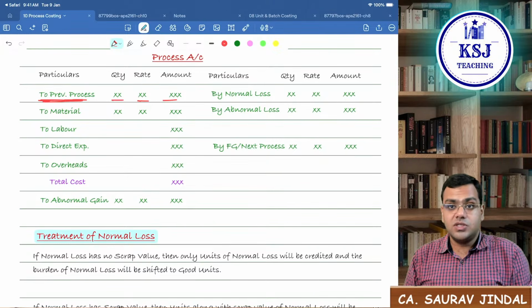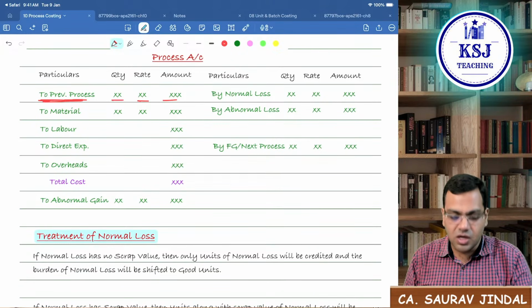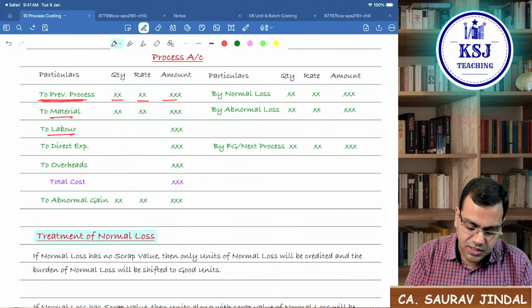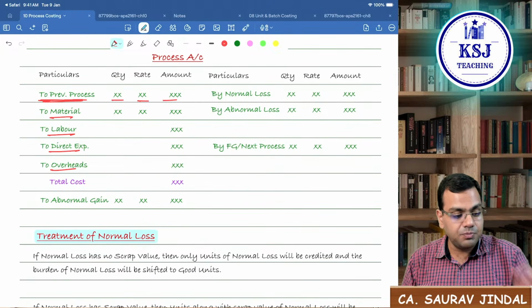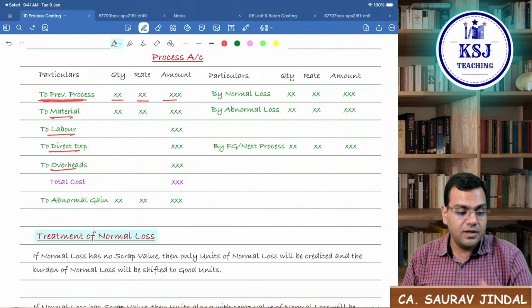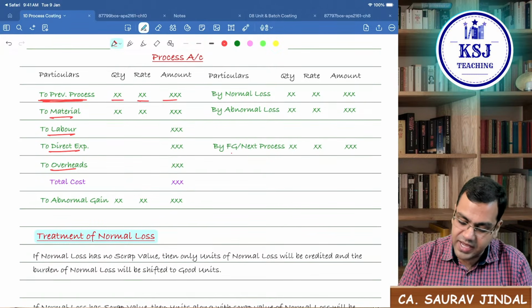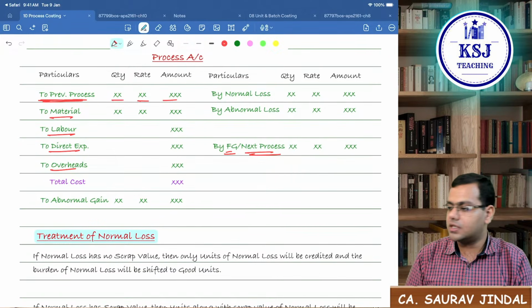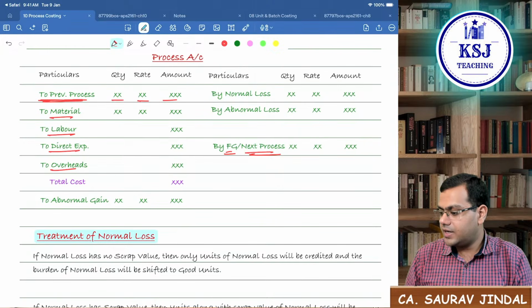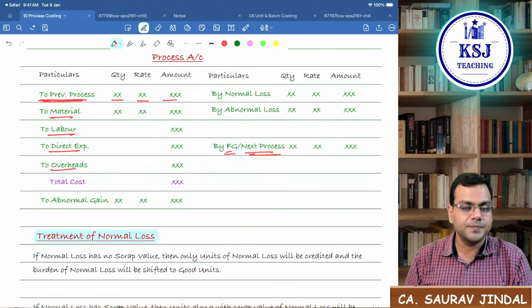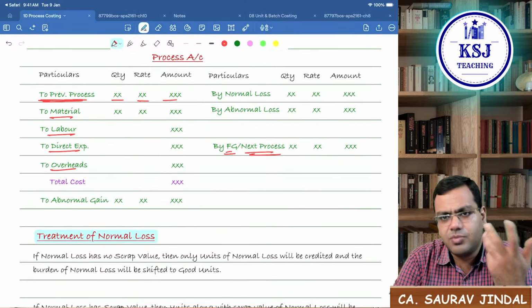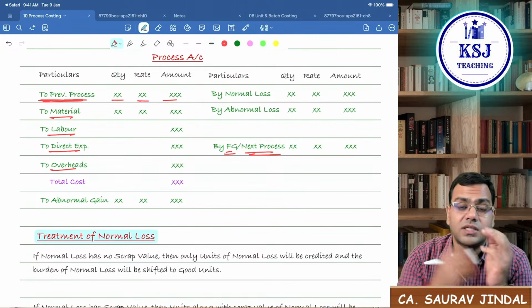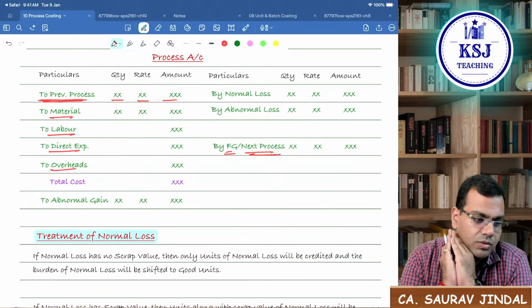Then in this process also, you will incur various costs: material cost, labor cost, expenses, overheads, right? Now from this process you will transfer to the next one, that is, "to FG or next process account". Similarly, we can prepare any number of accounts, process 3, process 4, and so on. So this is all about the basic process account.